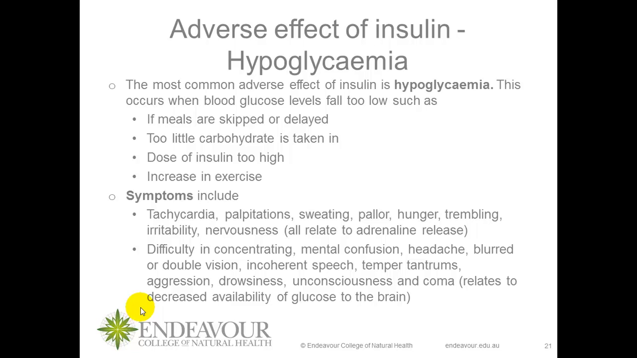They may have difficulty concentrating, they may have mental confusion, might just mention a headache, or they may say that their vision has blurred. They may have double vision. The person might start speaking incoherently or show temper tantrums, aggressiveness, or drowsiness, some sign that their levels of consciousness are changing. While showing any of those symptoms, once again, you can give an immediate source of glucose, such as jelly beans, something with sucrose in it that will rapidly raise their blood glucose levels.